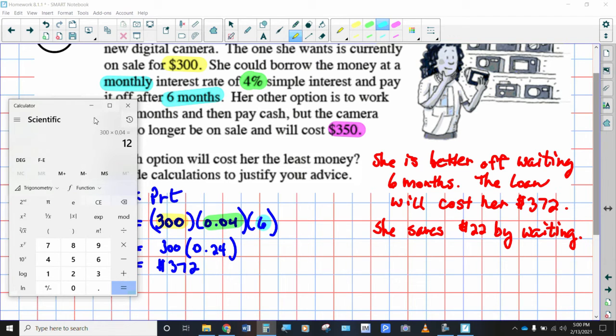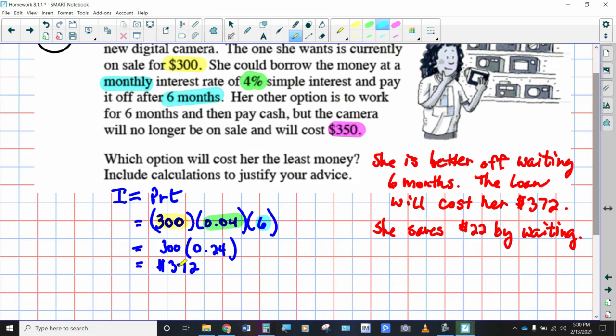So that would be, wait, what is that? No, that's the new amount. Oh. Okay, so I should probably change this. Can I erase that? No, I can't. I'm going to cross it out using my black marker here. The interest would have been $72.